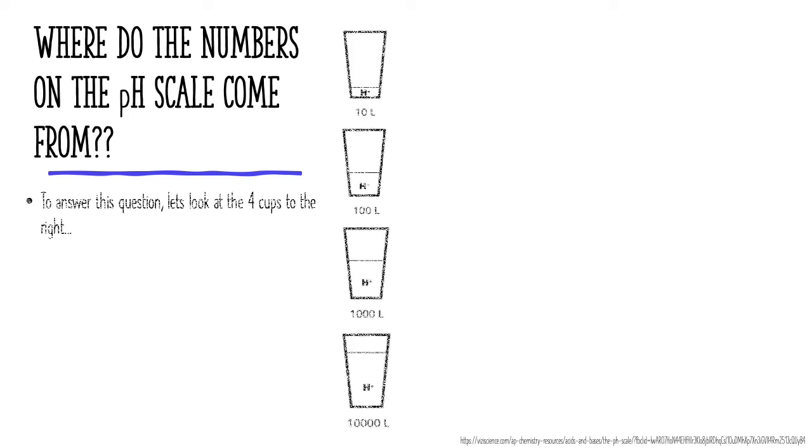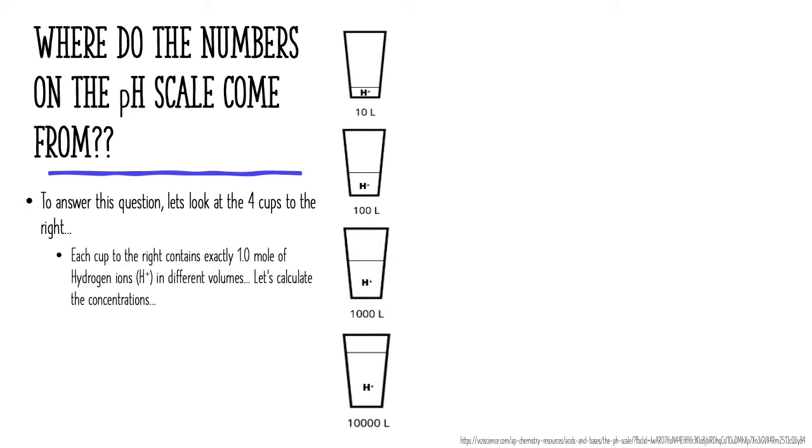So where do these numbers come from on the pH scale? To answer this question, let's take a look at the 4 cups to the right. Each cup contains exactly 1 mole of hydrogen ions in different volumes. Let's go ahead and calculate the concentrations.